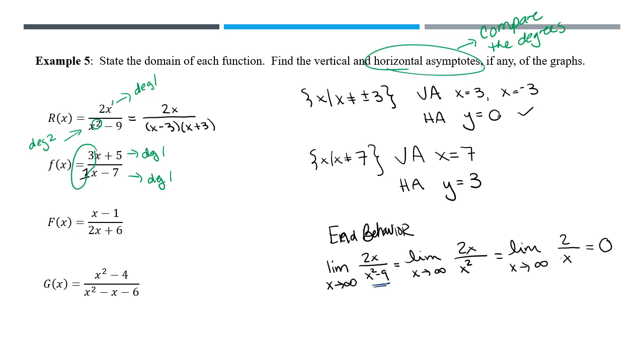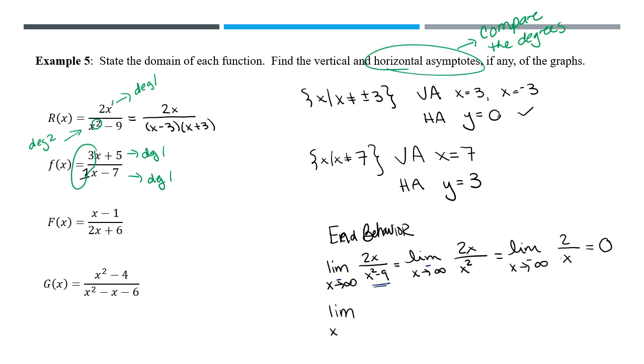The same thing would happen if I switched that infinity to a negative infinity. This would just change to 2 over a very, very large negative number, but still that ratio would go to 0. Okay, and now let's look at f of x.